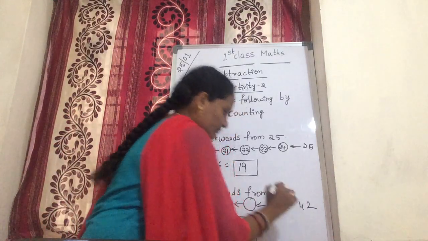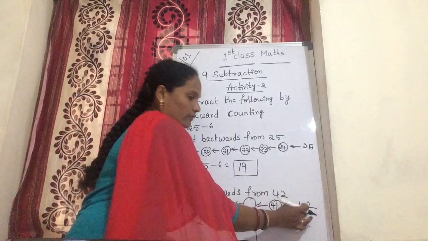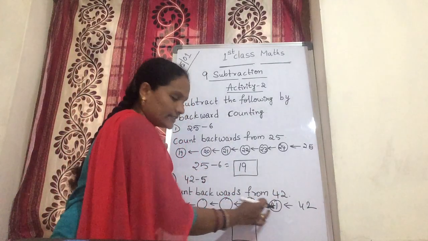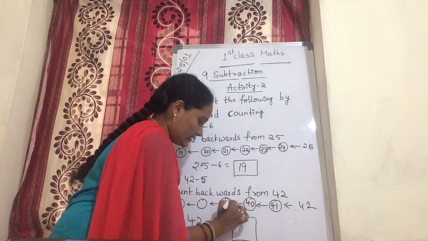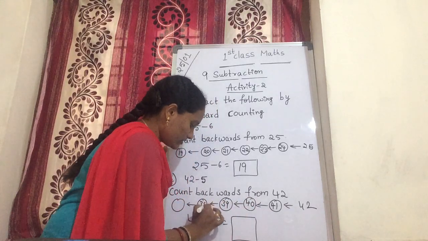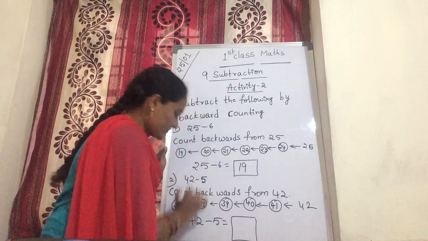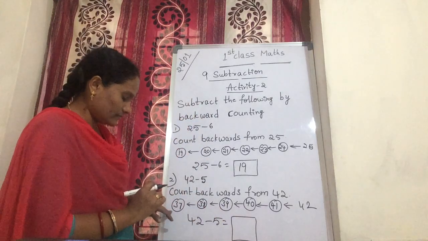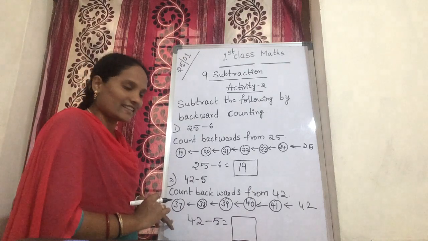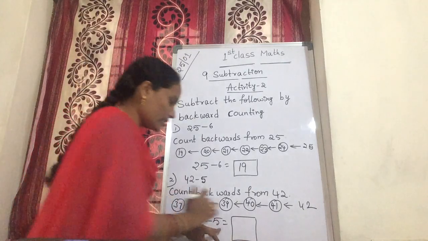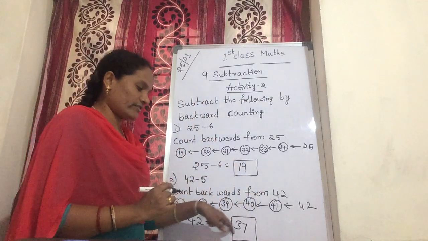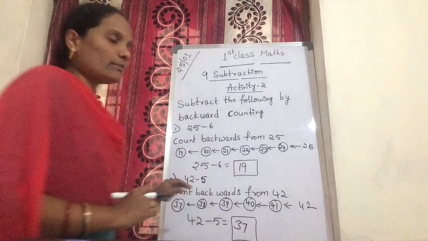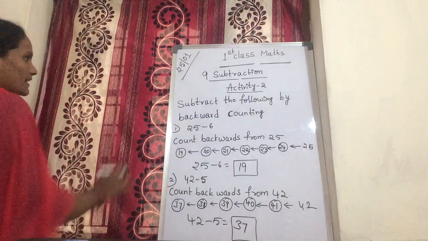Now 41. Say with me, Amma. 42, 41. Next 40. Next 39, 38 and 37. So you get how much? 37. So 42 minus 5 you get 37. What is your answer, Amma? 42 minus 5, 37. Write it, Amma. Write it in your class book.